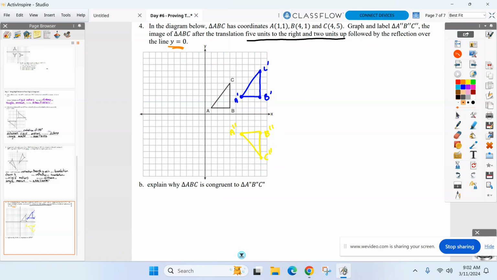It does not say to state the coordinates, so I'm just going to graph them. Graph and label. Just make sure we're looking the same here.